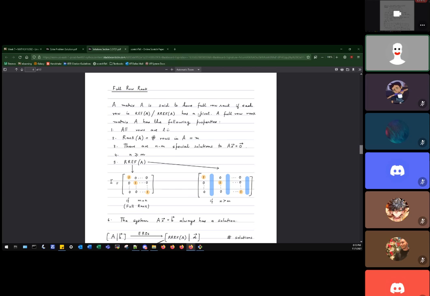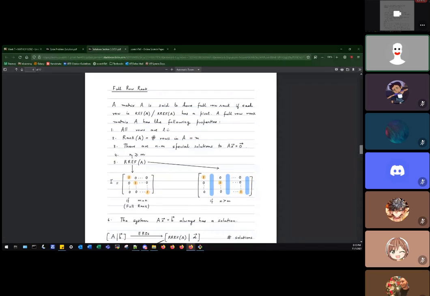Similarly, a matrix is said to have full row rank if each row in the reduced row echelon form has a pivot. And when this happens, all rows are linearly independent. The rank is equal to the number of rows in the matrix. There are n minus m special solutions to Ax equals 0, where n is the number of columns and m is the number of rows.